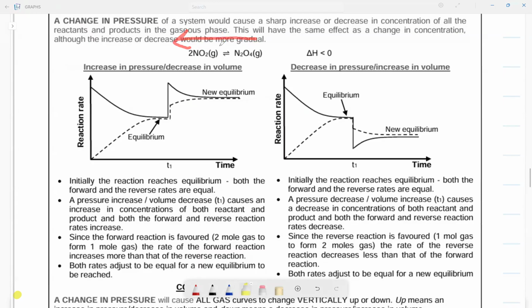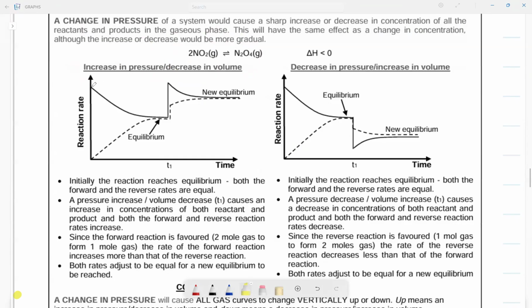But if we increase the pressure, we will want to favor the side that produces fewer moles, because we already have more. Can you see? So we want to produce fewer, which is the forward reaction. Let's look now. There is an increase in pressure. Remember, an increase in pressure is the same as a decrease in volume. Why? Look at my last video. I said pressure is inversely proportional to volume, and I explained why using Boyle's law and the ideal gas law.